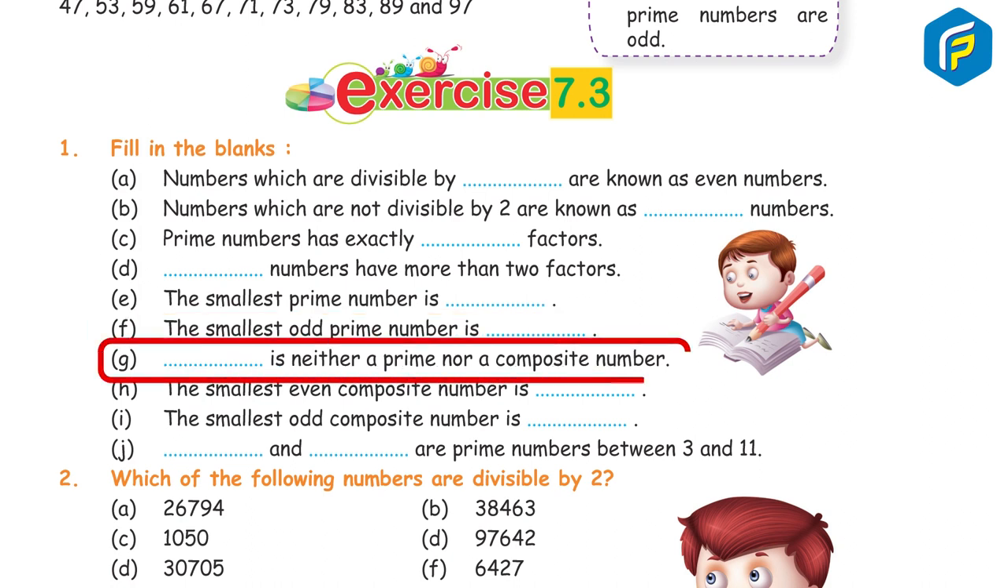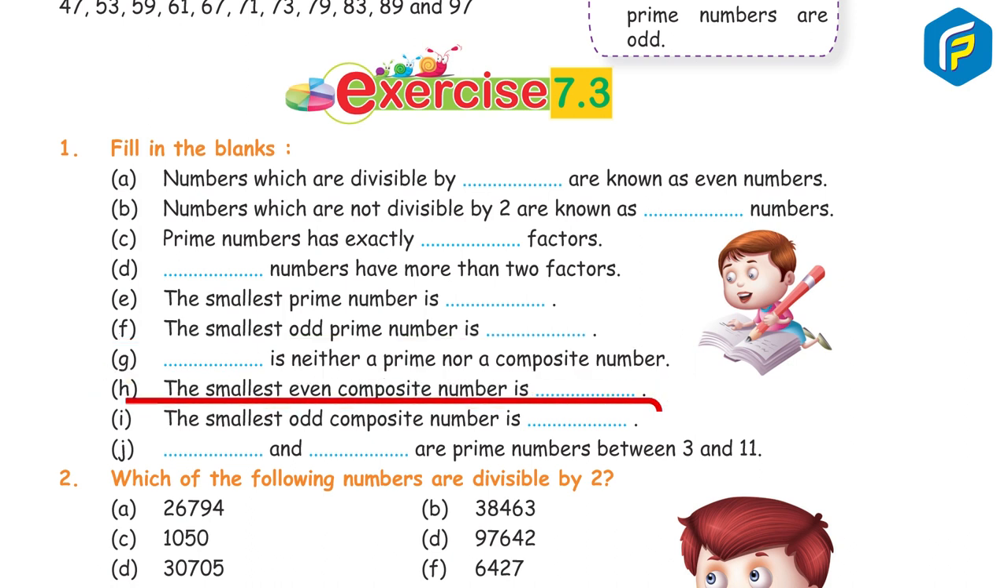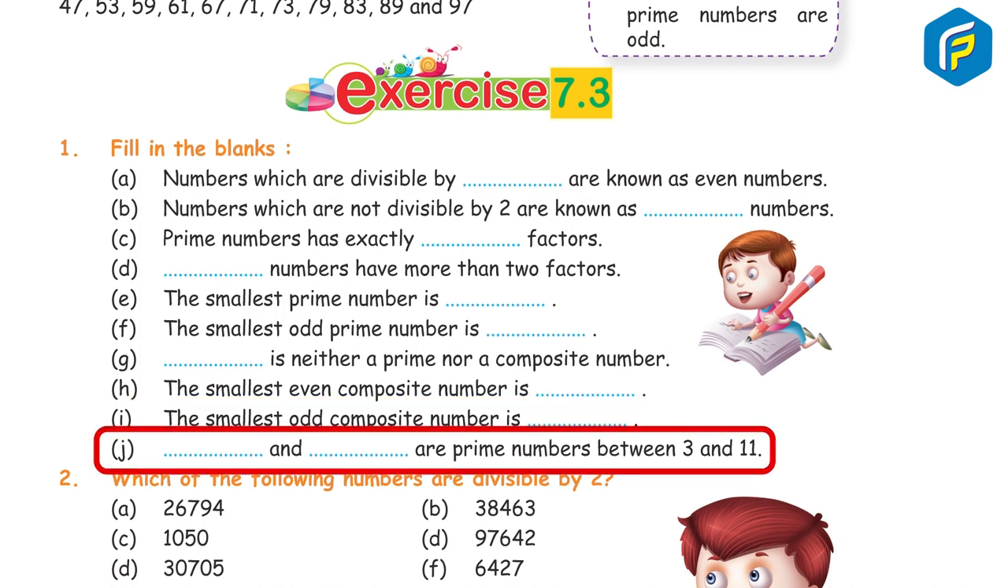G. 1 is neither a prime nor a composite number. H. The smallest even composite number is 4. I. The smallest odd composite number is 9. J. 2 and 3 are prime numbers between 3 and 11.